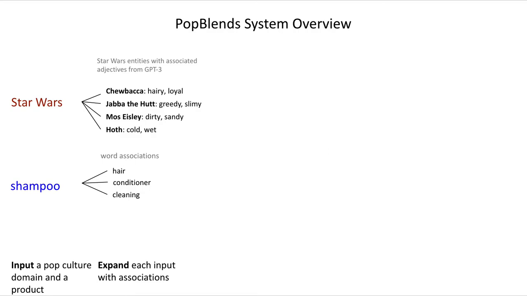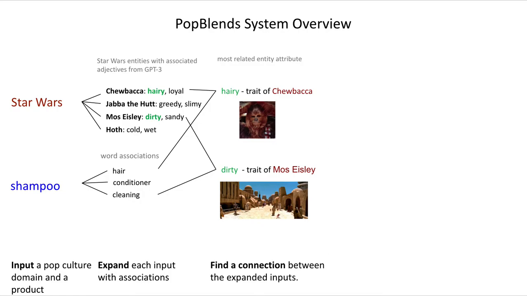in the movie. For example, Chewbacca is a notable character from Star Wars, and GPT associated Chewbacca with being hairy and loyal. Mos Eisley is a notable location from Star Wars. GPT associated it with being dirty and sandy. The system then uses semantic similarity to identify words that could connect the inputs.